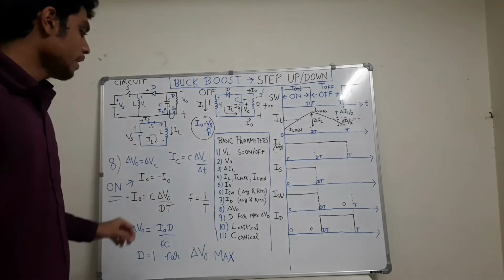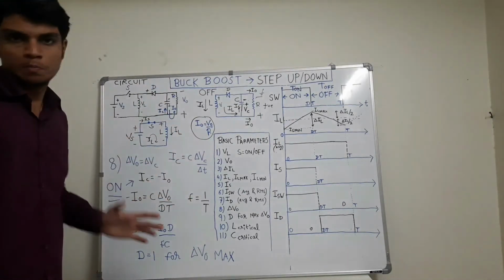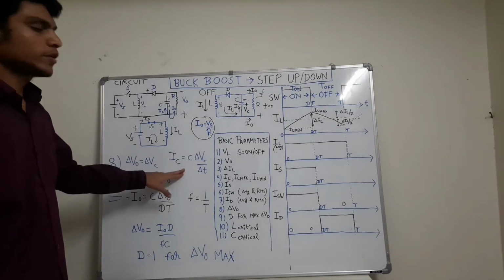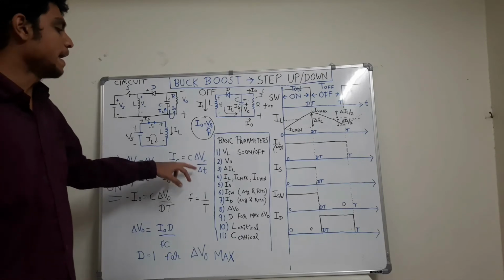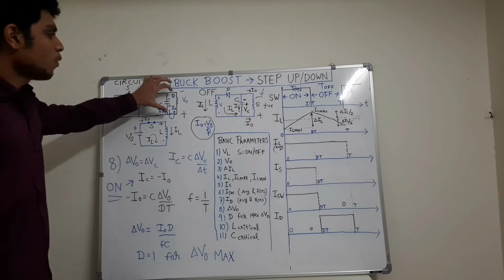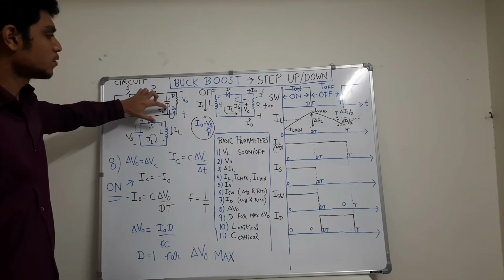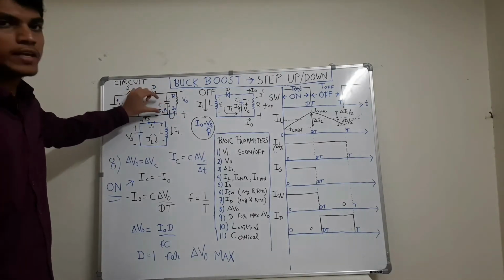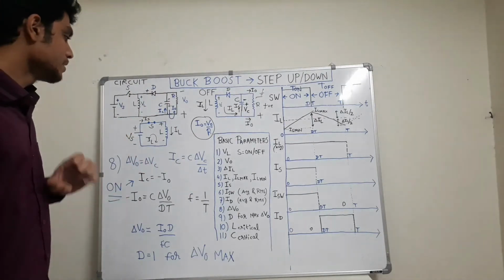Now we will switch to the 8th parameter, that is del V naught or ripple in the output voltage. For that we will use the charging equation of the capacitor: IC is equal to del Vc divided by del T into C. So we know that output voltage is the same as the capacitor voltage. We have taken the same polarity also, plus at the lower plate, and this Vc is similar to V naught. Therefore del V naught is equal to del Vc.